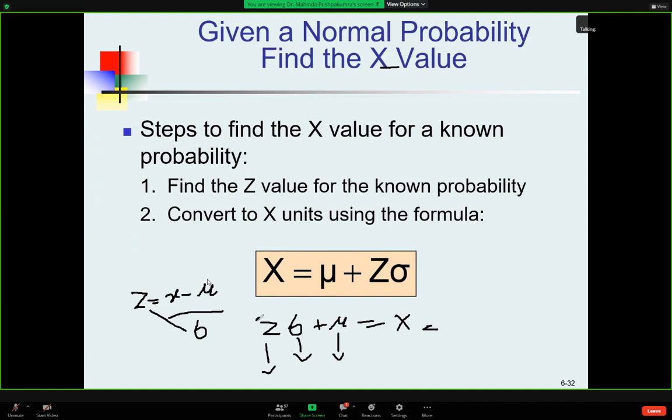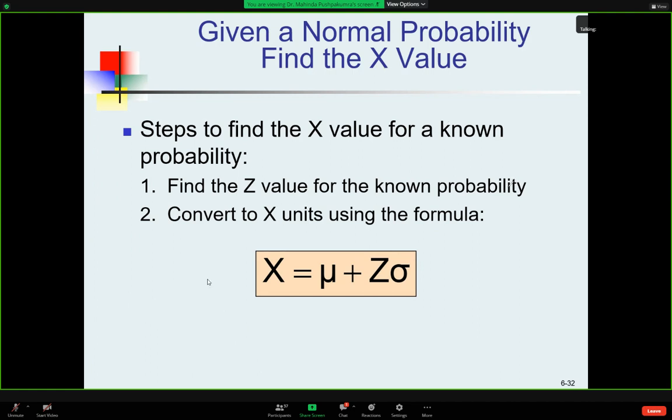Then to find the z value, sometimes they may give the probability. Let's say they give the probability that x is greater than some value. Then based on the probability, you can find the z and you can find the x. We can move to one example.